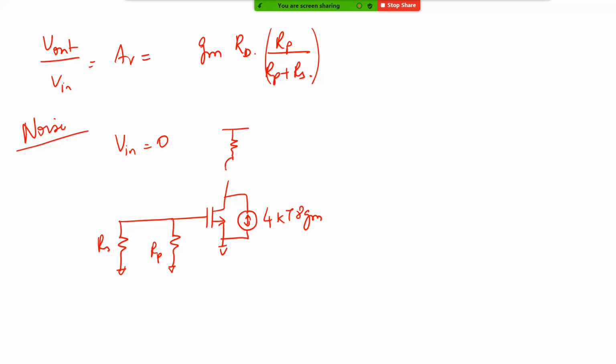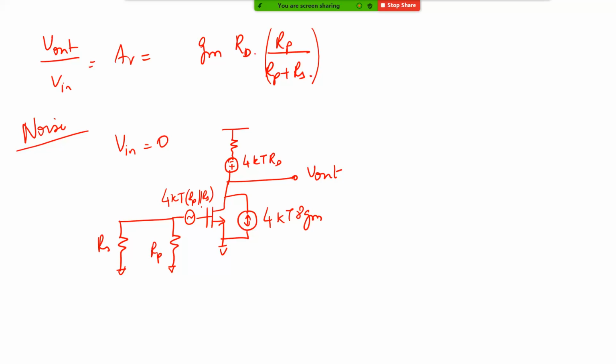The noise of the resistor can be taken as 4kT Rd. This is our Vout. Now what do you have? Basically you have Rs and Rp in parallel, correct? Now what is their noise contribution? Their noise contribution can be taken as a series noise voltage source whose value is 4kT times Rp parallel to Rs.